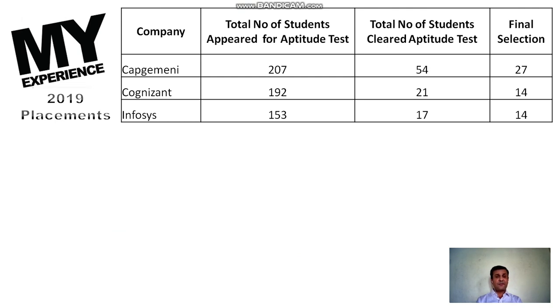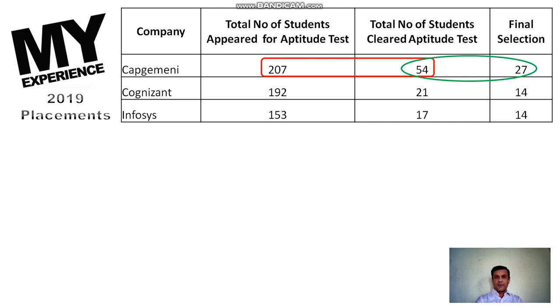Now talking about my experience in the campus placement of 2019 at my college, St. Vincent Pallotti College of Engineering, Nagpur. Only 3 companies I will highlight and share my experience. There are many companies and I can share the statistics, but due to time constraint I am just listing 3 companies. Capgemini: number of students who appeared for the aptitude test was 207. Total number of students who cleared aptitude was only 54 out of 207. See here. But out of 54, selection is almost 50%.